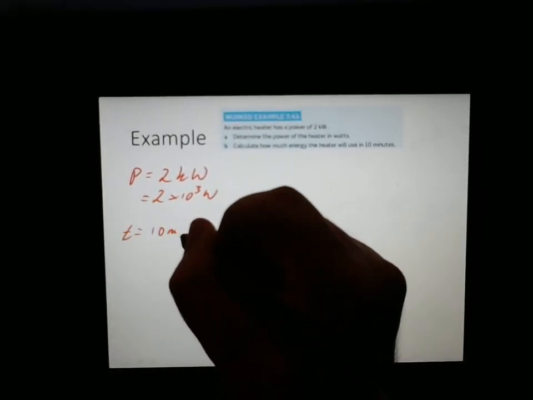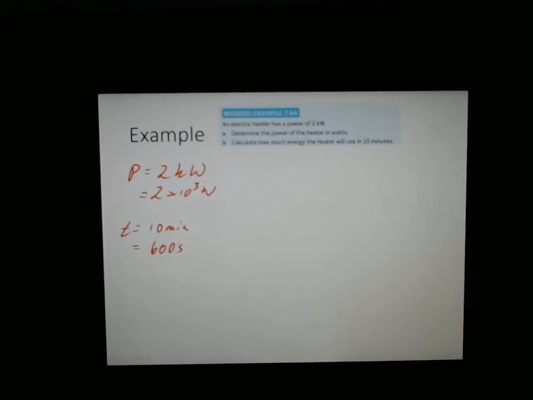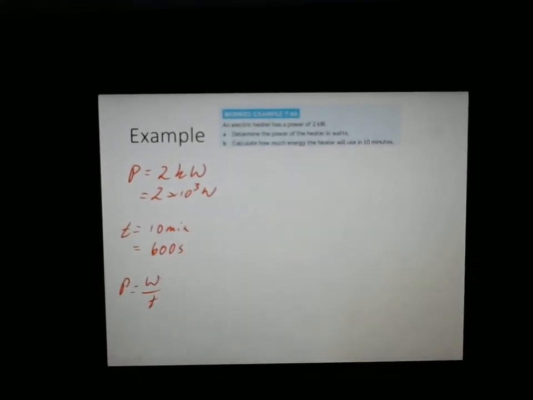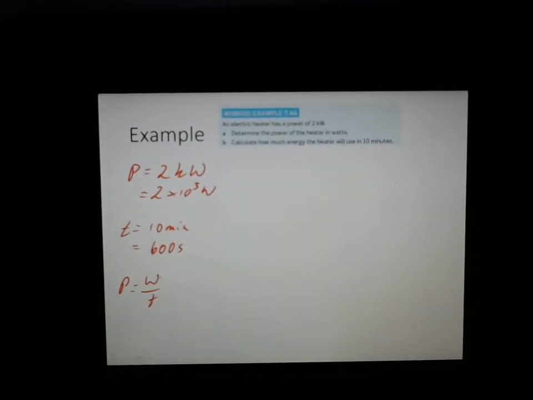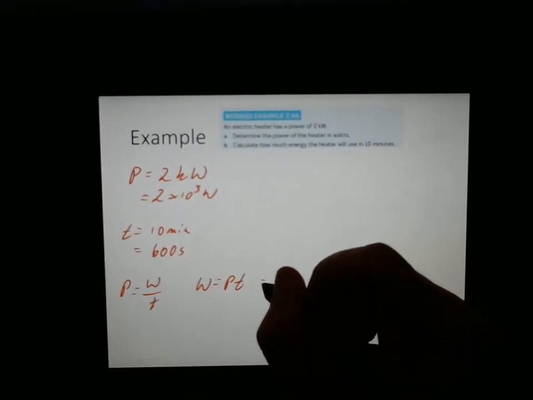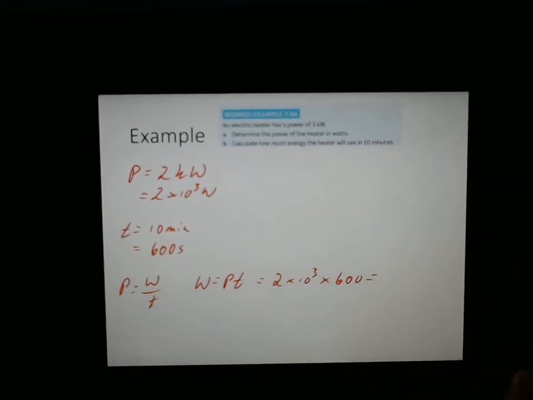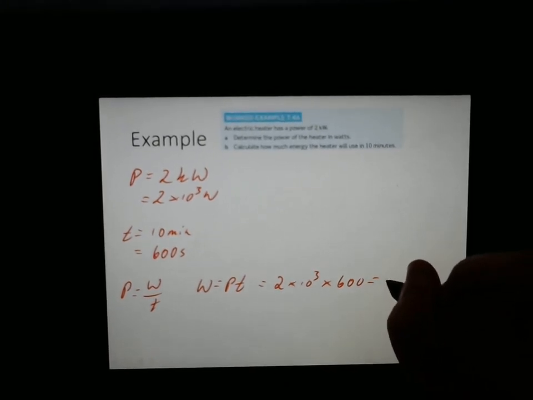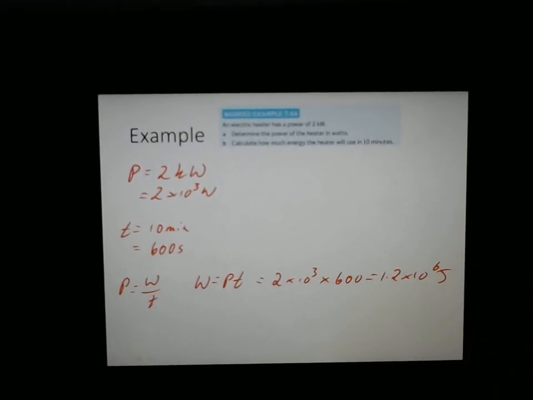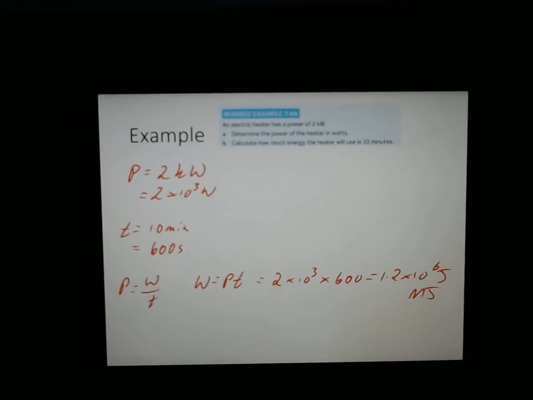But that is not our SI unit. So that would be 600 seconds, 10 times 60. We know that power equals work over time, and work is just energy that's being done to something. So let's convert that. Work equals power times time equals 2 times 10 to the 3 times 600, and that will give us 1.2 times 10 to the 6 joules. 10 to the 6 is capital M for megajoules as well. I would accept either.